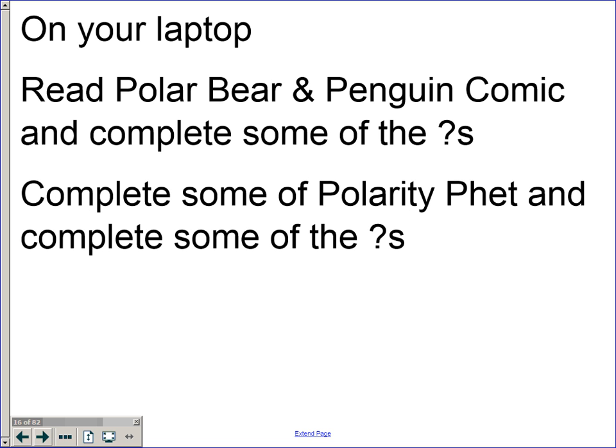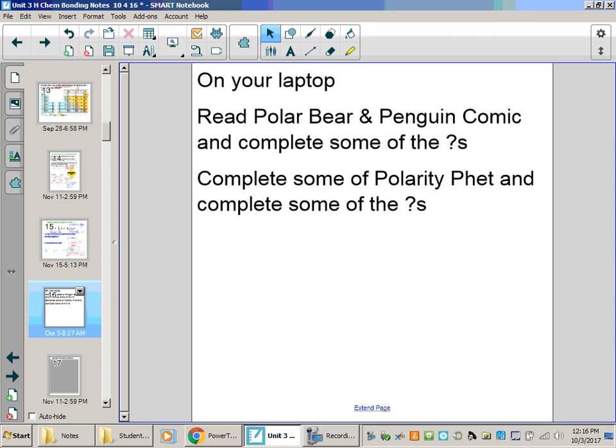So this is the cutest absolute comic that you could read regarding polarity. The polar bear and penguin comic. There are a couple questions there, but I think we can do this orally together. I just want you to quietly read my comic. So go to my homework webpage, and just Google Jessica Enlow. It will pop up. Go to the homework webpage. I just put it under there so that you guys could easily access these documents.